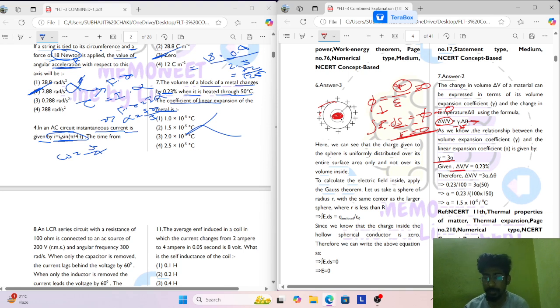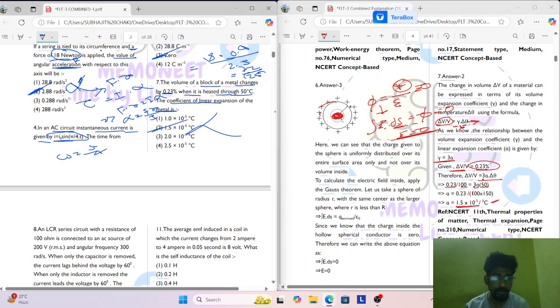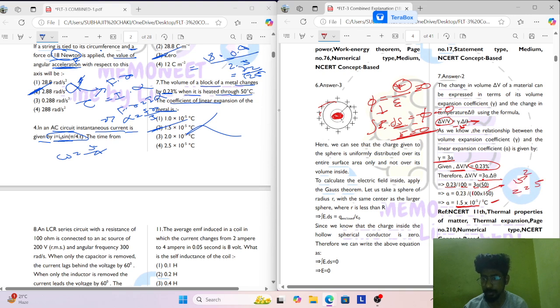Okay, del v by v is given as 0.23%, and gamma is equal to 3 alpha. Okay, 0.23 means 0.23 by 100, equal to 3 alpha, and the change in the temperature is 50. So therefore you will get 0.23 divided by 100 into 150, right? So from this you will get 1.5 into 10 to the power minus 5 as your answer. Just simple calculation. Okay, 150 is just approximation. 15 squared is 225, which is near about 230. Take the point here, you will get 0.23. Just by approximation, you will get the answer.